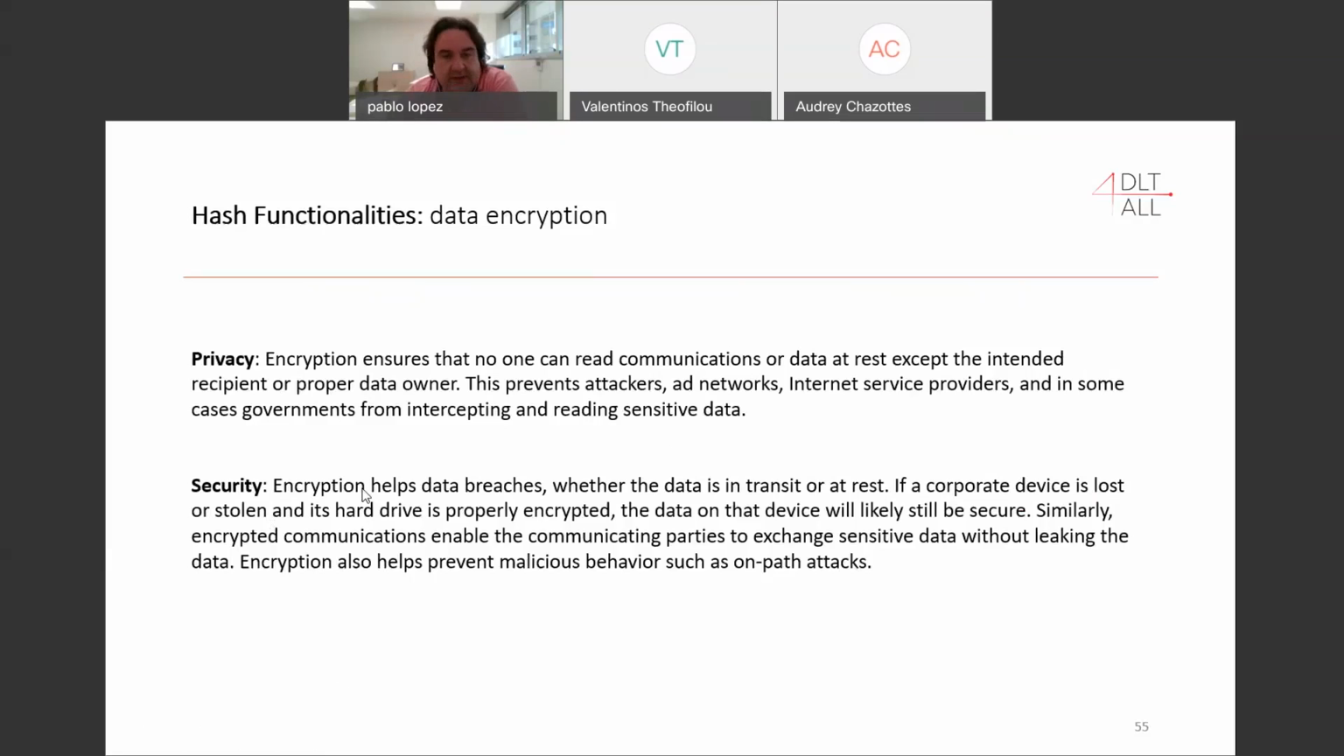Security is that encryption helps prevent data breaches, whether the data is in transit or at rest. If a corporate device is lost or stolen and its hard drive is properly encrypted, the data on that device will likely still be secure. Similarly, encrypted communications enable the communicating parties to exchange sensitive data without leaking the data. Encryption also helps prevent malicious behavior such as on-path attacks.